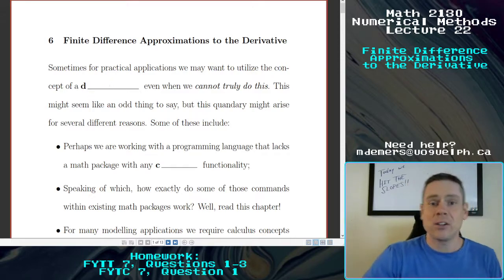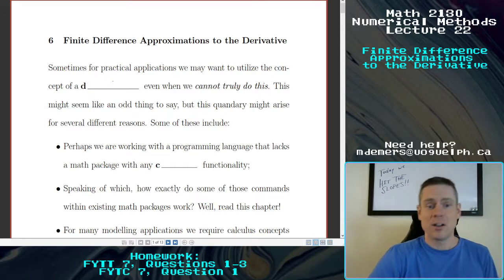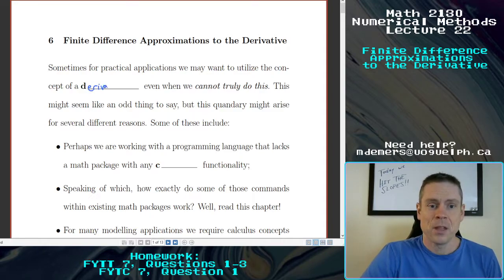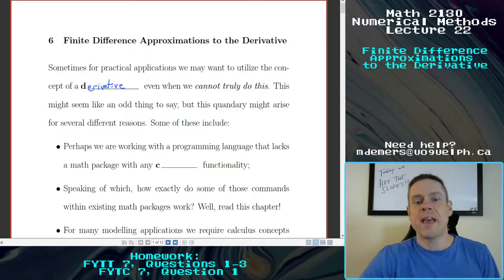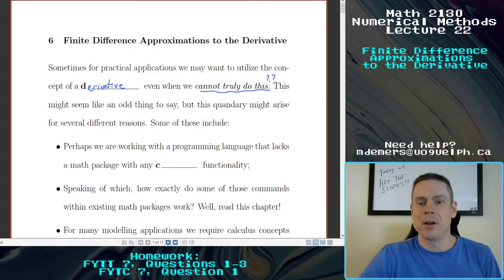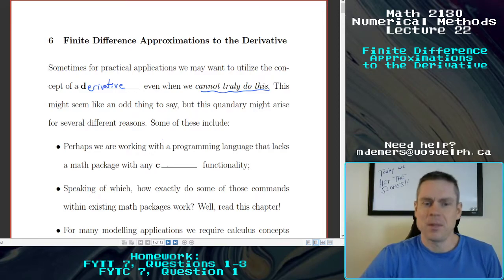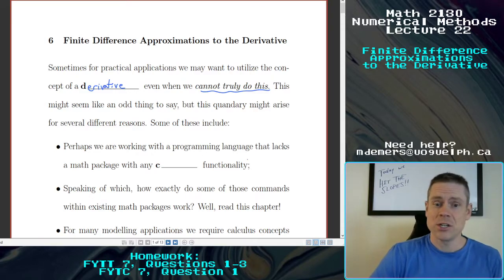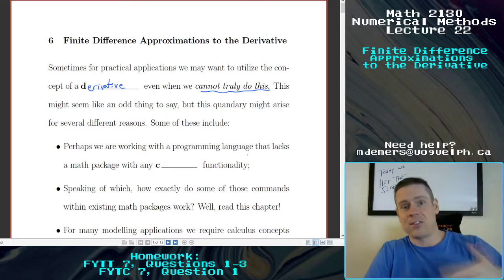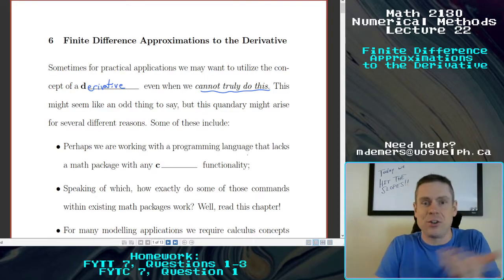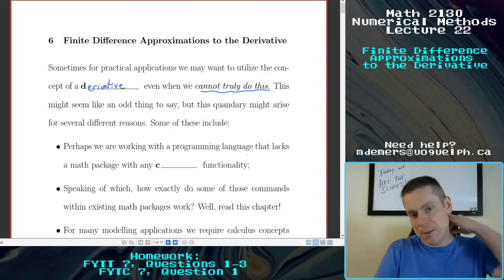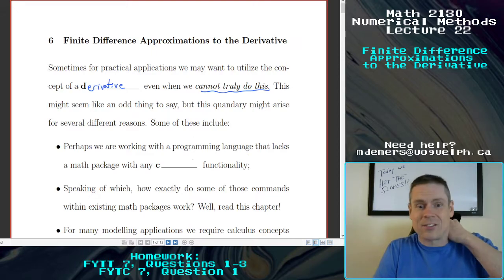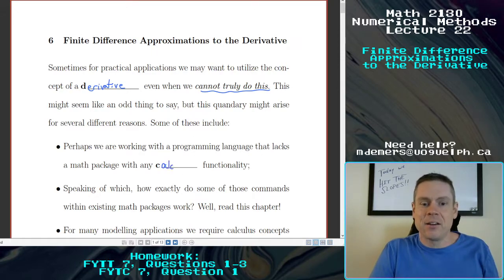So sometimes for practical applications, we may want to utilize the concept of a derivative, even when we cannot truly do this. Kind of strange wording there, but there are a couple of reasons why I use that wording because, well, let's see. Perhaps we're working with a programming language where we need calculus to solve a certain application, but gosh, that's not embedded into the language, right? Maybe you don't have a math package or access to one, right, that has any calculus functionality.